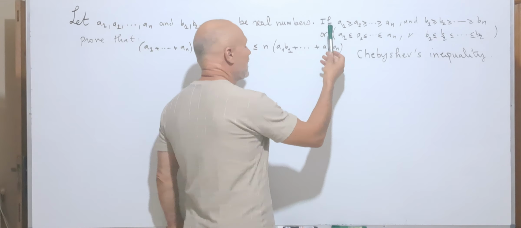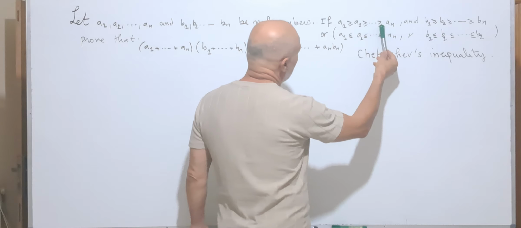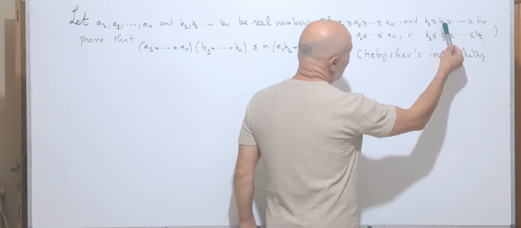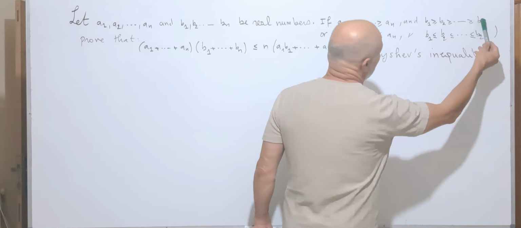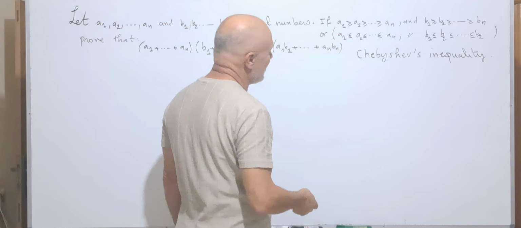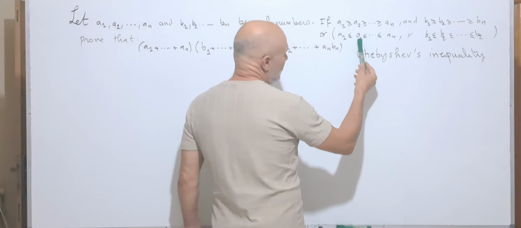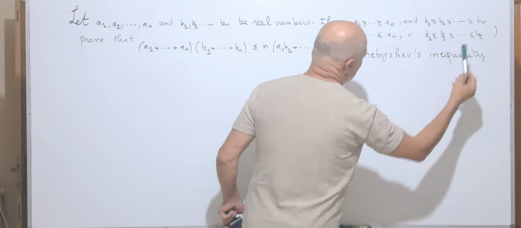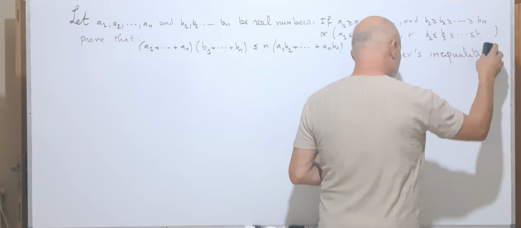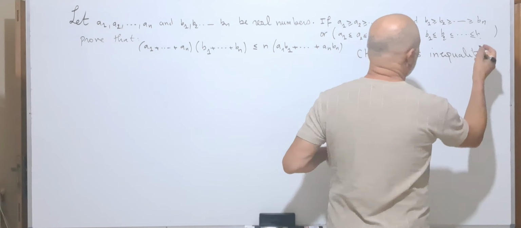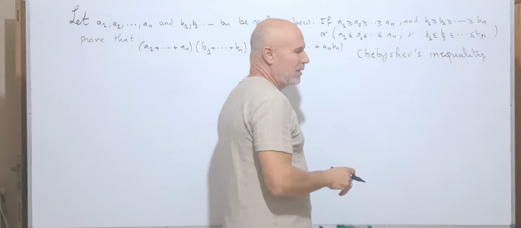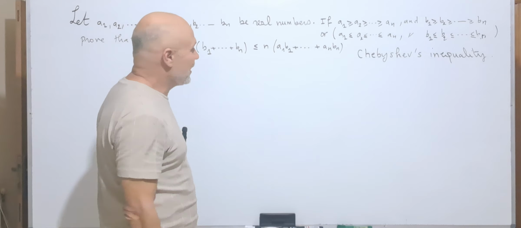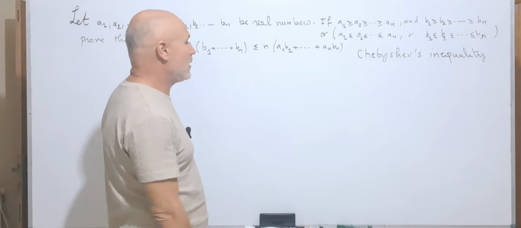We have two cases. If we take a1 greater than or equal to a2 greater than or equal to ... greater than or equal to an, and at the same time b1 greater than or equal to b2 greater than or equal to ... bn, or we have the other case, a1 less than or equal to a2 less than or equal to ... an, and b1 less than or equal to b2 less than or equal to ... bn. So here we have sets of real numbers which are ordered in the same sense, non-decreasing or non-increasing, both the a's and the b's.